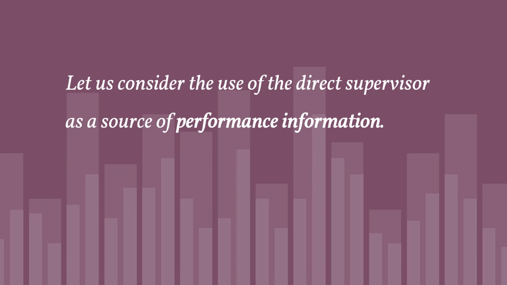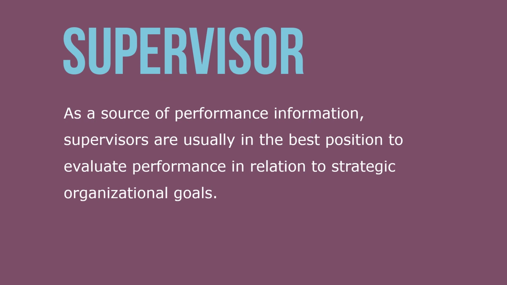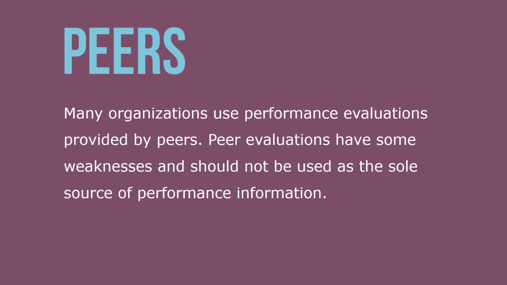Let's consider the use of the direct supervisor as the source of performance information, followed by the use of other sources including peers, direct reports, self, and customers. As a source of performance information, supervisors are usually in the best position to evaluate performance in relation to strategic organizational goals. Supervisors are often those making decisions about rewards associated with performance evaluation, and in the hierarchical cultural context, supervisors are seen as the exclusive source. Many organizations use performance evaluations provided by peers. Peer evaluations have some weaknesses and should not be used as the sole source of performance information.